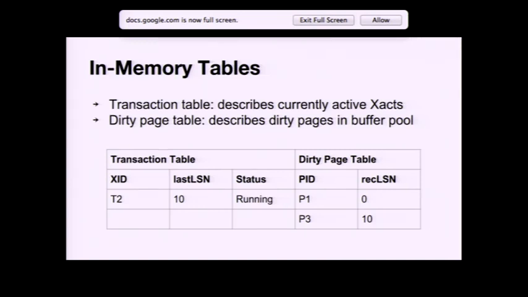And since both of these occur in the dirty page table, that means that even after all of those actions were executed, P1 and P3 are still dirty. They still exist in the buffer pool. They haven't been forced to disk yet. They've only been logged.